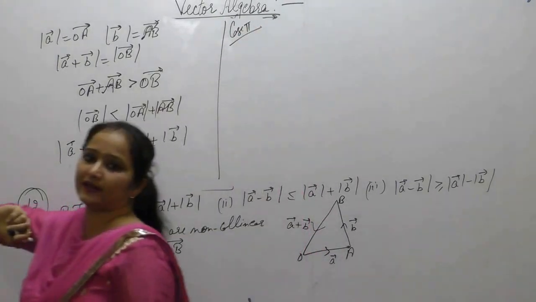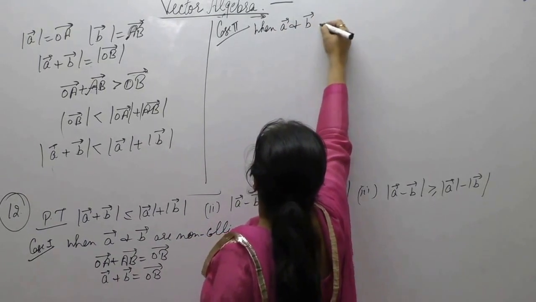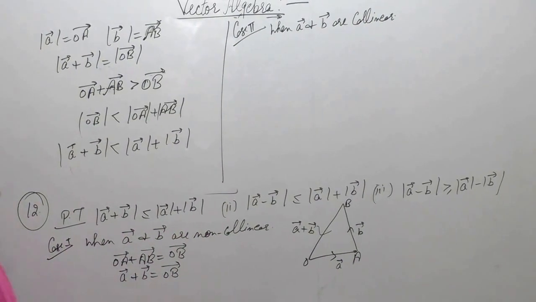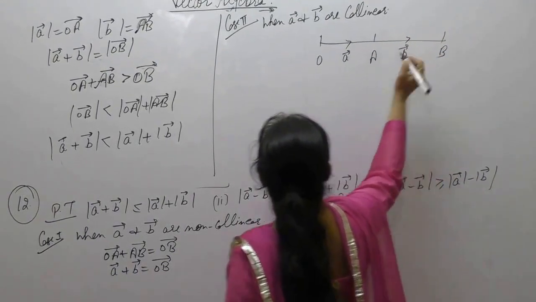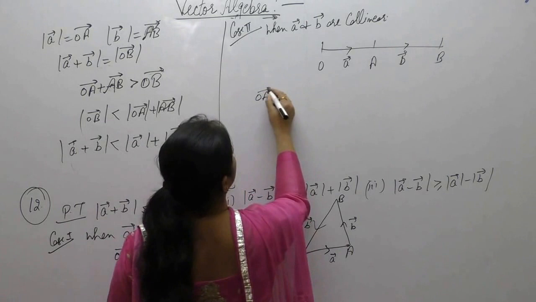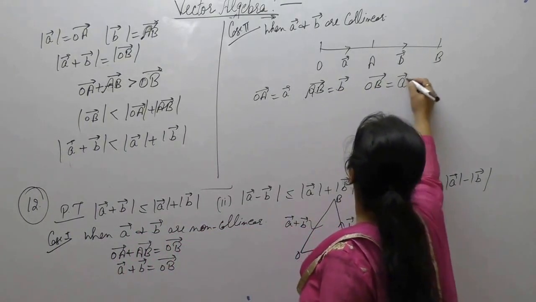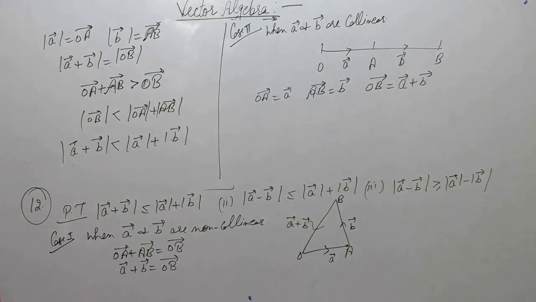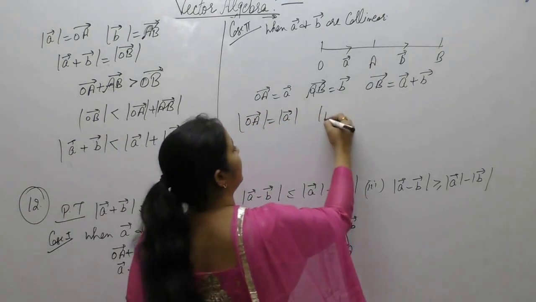Now case second, when A vector and B vector are collinear, it means they lie in the same line. Then OA vector is equal to A vector, AB vector is equal to B vector, and OB vector is the sum of A vector and B vector. Magnitude of OA is equal to the magnitude of A vector.